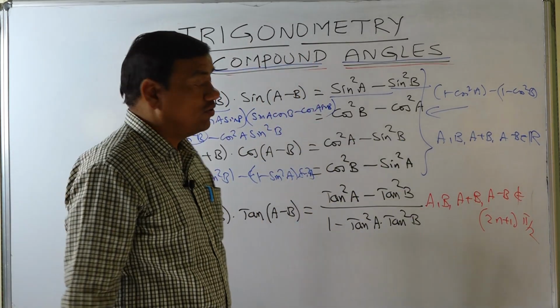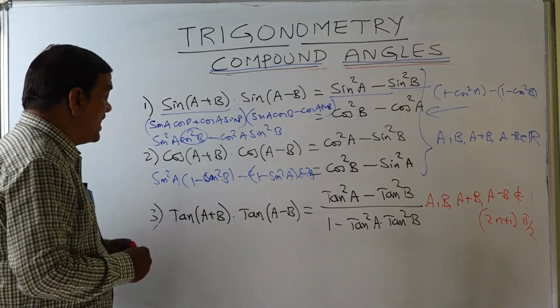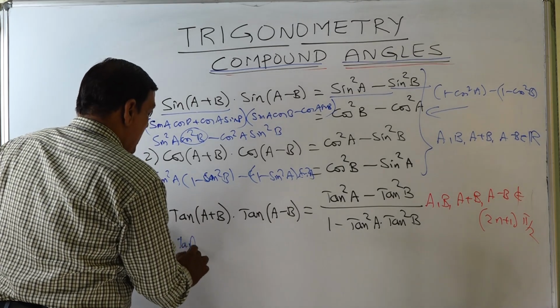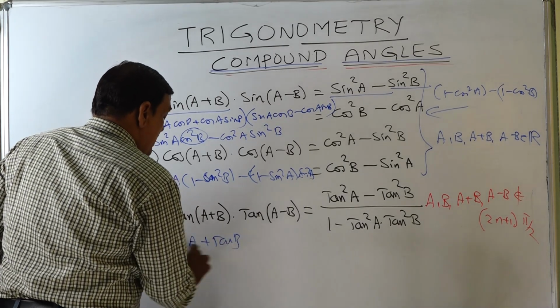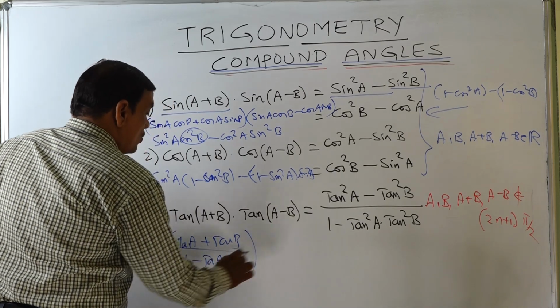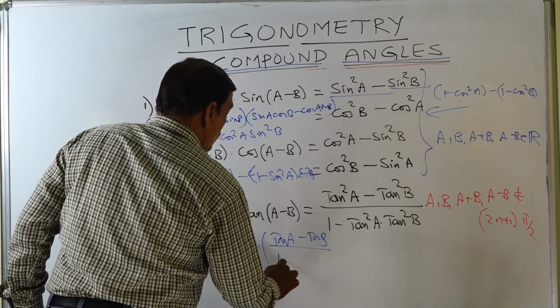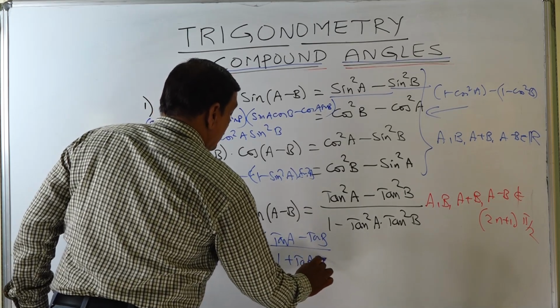Any value you can take. Okay? So this formula is also very easy to prove. Tan of (a plus b) formula is tan a plus tan b upon 1 minus tan a tan b, times tan a minus tan b upon 1 plus tan a tan b.